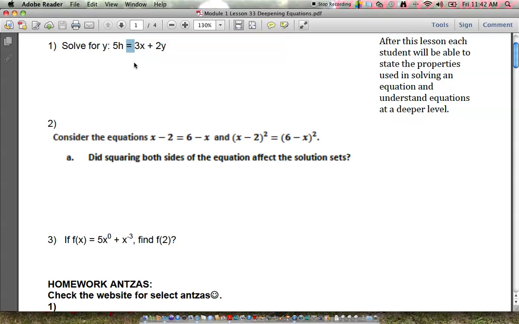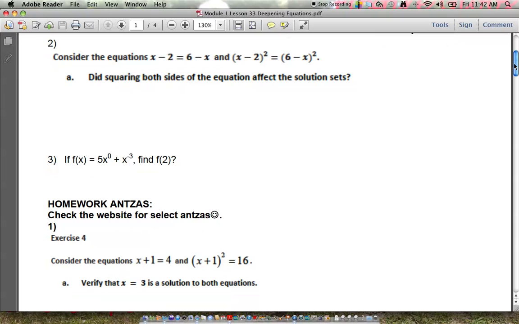Now, the next question is going to get into what today's lesson is about. Consider the equations x minus 2 equals 6 minus x, and (x minus 2) squared equals (6 minus x) squared. So we're going to think about that a little bit. Did squaring both sides affect the solution sets? So I'm going to solve this one, really quick in my head. Adding x to both sides is 2x. Adding 2 is 8. Dividing by 2 is 4. That's the answer to that one.